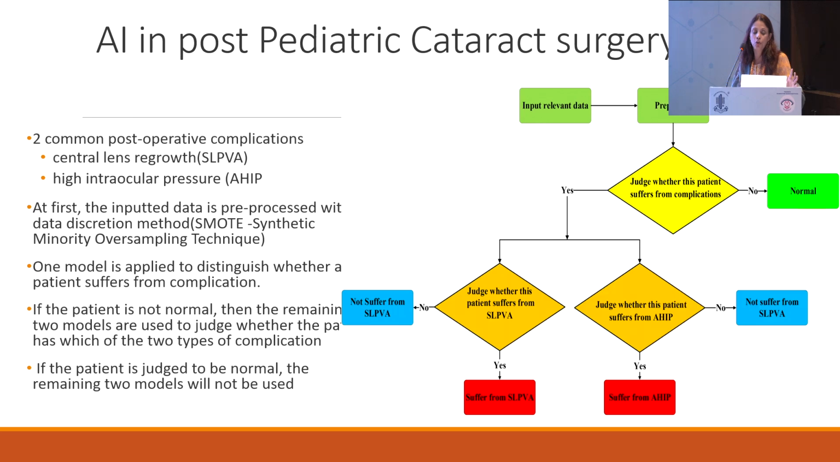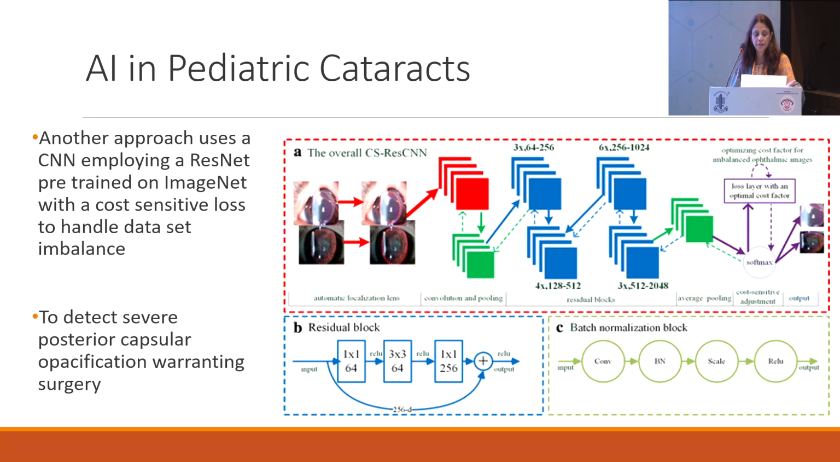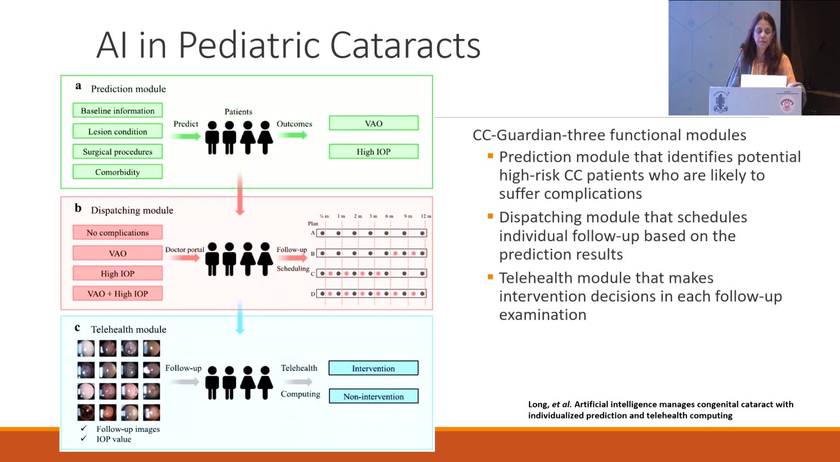The first module will first determine whether the patient has a complication or not. The second module will then be applied, if the first module says that the patient has a complication, to detect which of the two complications the patient has. Another approach is, again, to detect only the PCO. So that is another tool, ResNet, which is being developed.